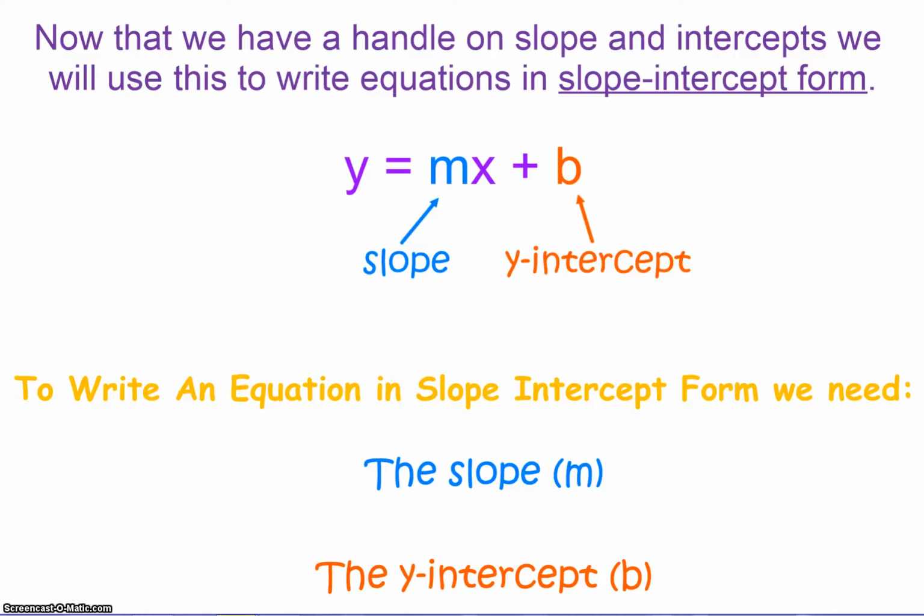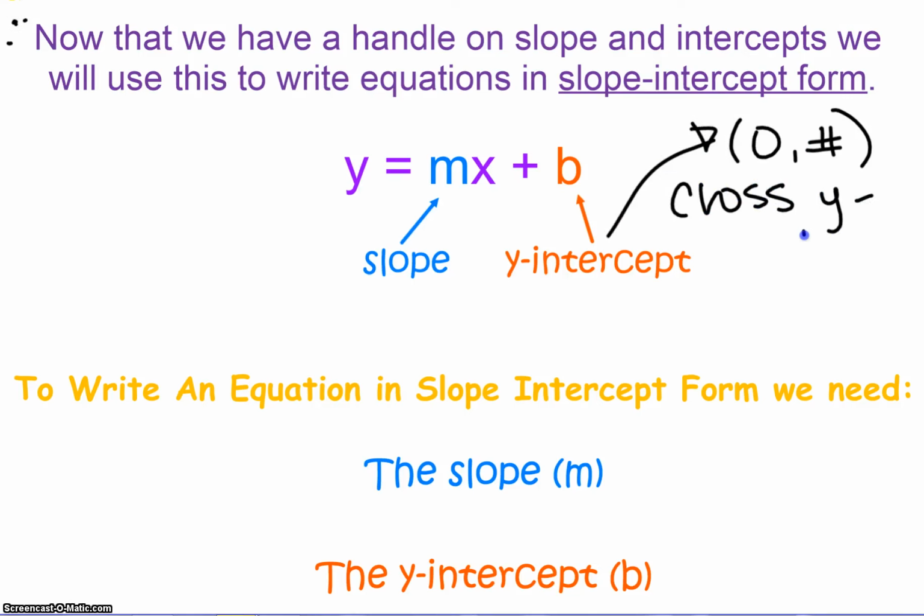For the last couple of weeks, we've been talking about slope and finding slope given a graph, given a table, and given two ordered pairs. And then we talked about how to find y-intercepts. And remember, if you have an ordered pair, it's going to be 0, and then whatever number here is your y-intercept. It's where it crosses the y-axis. Okay? And it's also this b in the slope-intercept form.